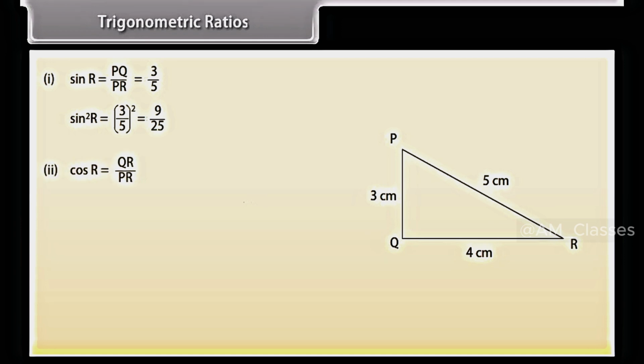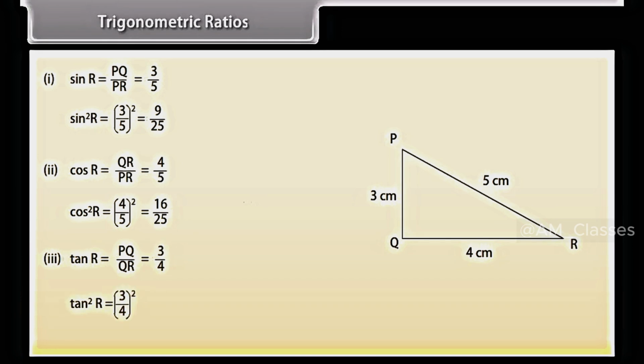Cos R is equal to QR upon PR, which equals 4 upon 5. Cos square R is equal to 4 upon 5 whole square, which is 16 upon 25. Tan R is equal to PQ upon QR, which equals 3 upon 4. Tan square R is equal to 3 upon 4 whole square, which is 9 upon 16.